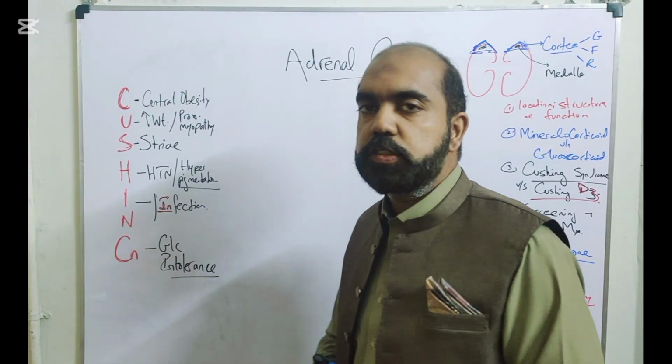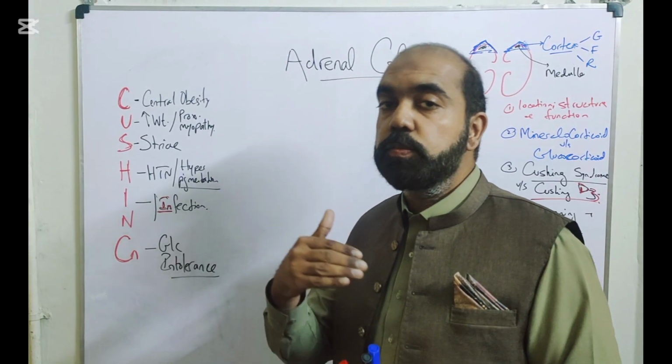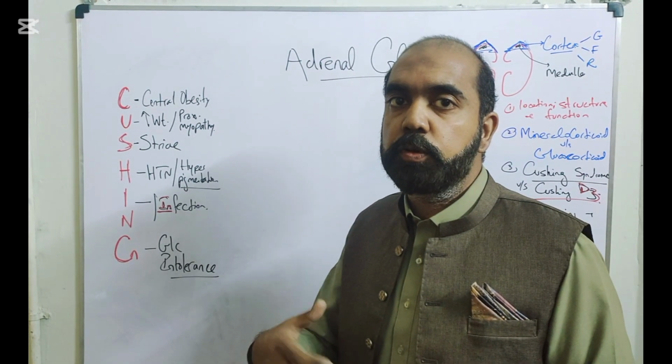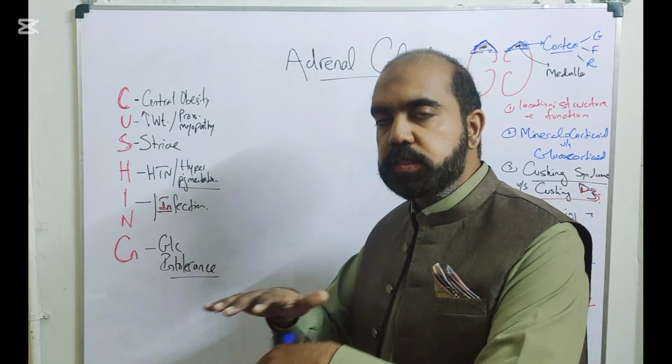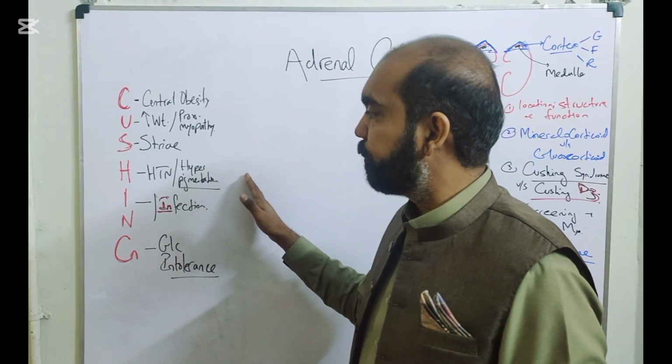So hyperpigmentation is usually under the action of ACTH. If ACTH is more, it wants melanocytes to be produced more, and it causes the sun exposed areas to be more dark. So that's called hyperpigmentation.